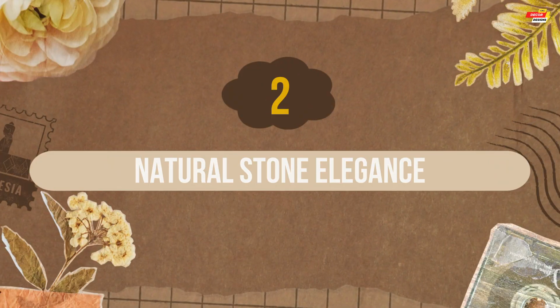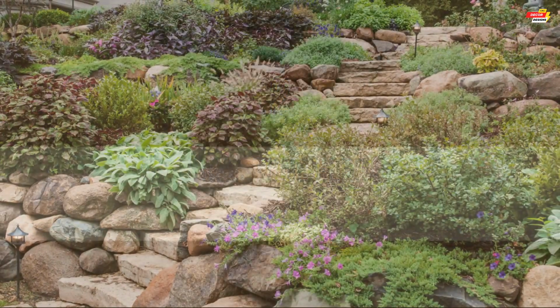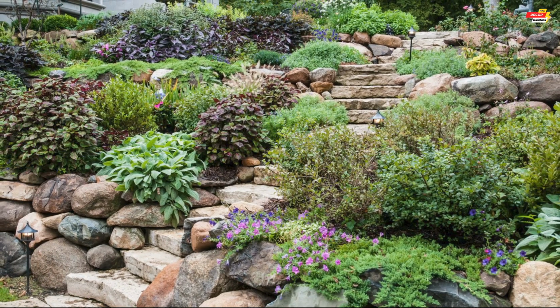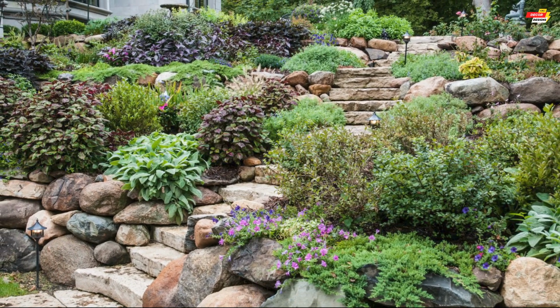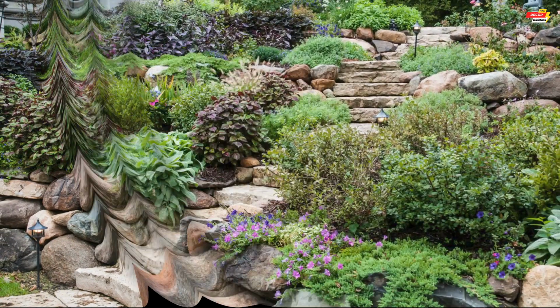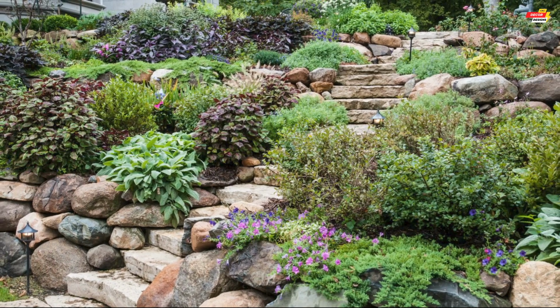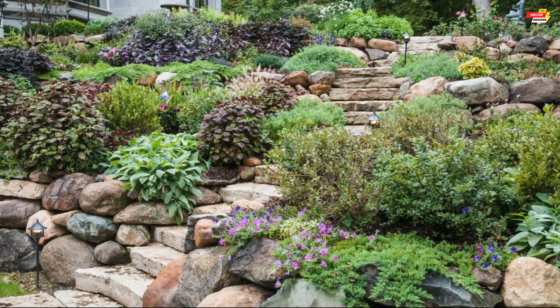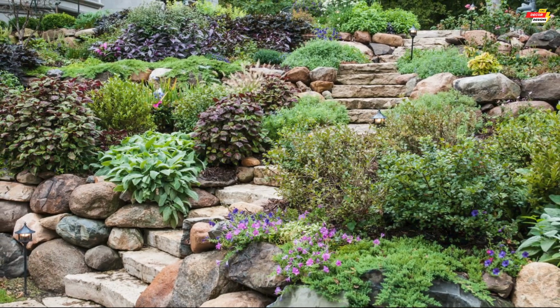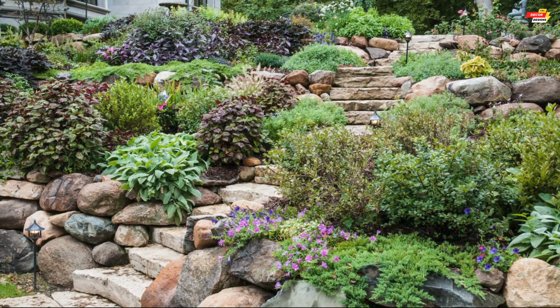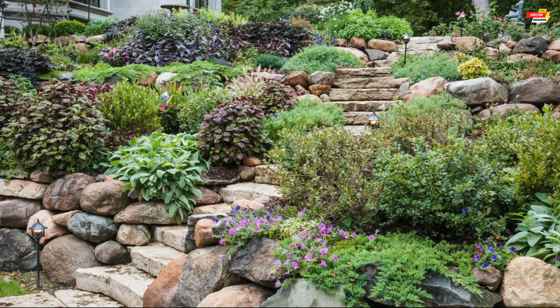2. Natural stone elegance. Opt for retaining walls constructed from natural stones like limestone, granite, or sandstone. Their irregular shapes and earthy tones blend seamlessly with the outdoor environment, adding a touch of timeless beauty and rustic charm to your landscape. Consider using different sizes and textures of stone for added visual interest.